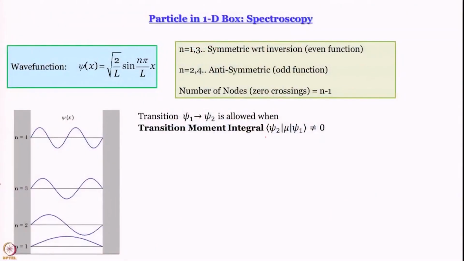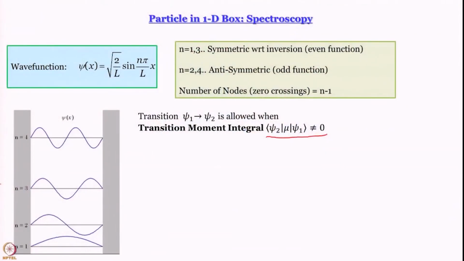Now see, just because there are two levels, it does not mean that a transition will necessarily take place. In spectroscopy, something that is very important is the selection rule, which tells us which transitions are allowed and which are not, and arises from something called the transition moment integral. The transition moment integral is the integral of psi 2 mu psi 1, and the condition is that this transition moment integral must be non-zero. I think we might have introduced this nomenclature earlier as well, but just to make sure, in case we have not, let me do it once again.